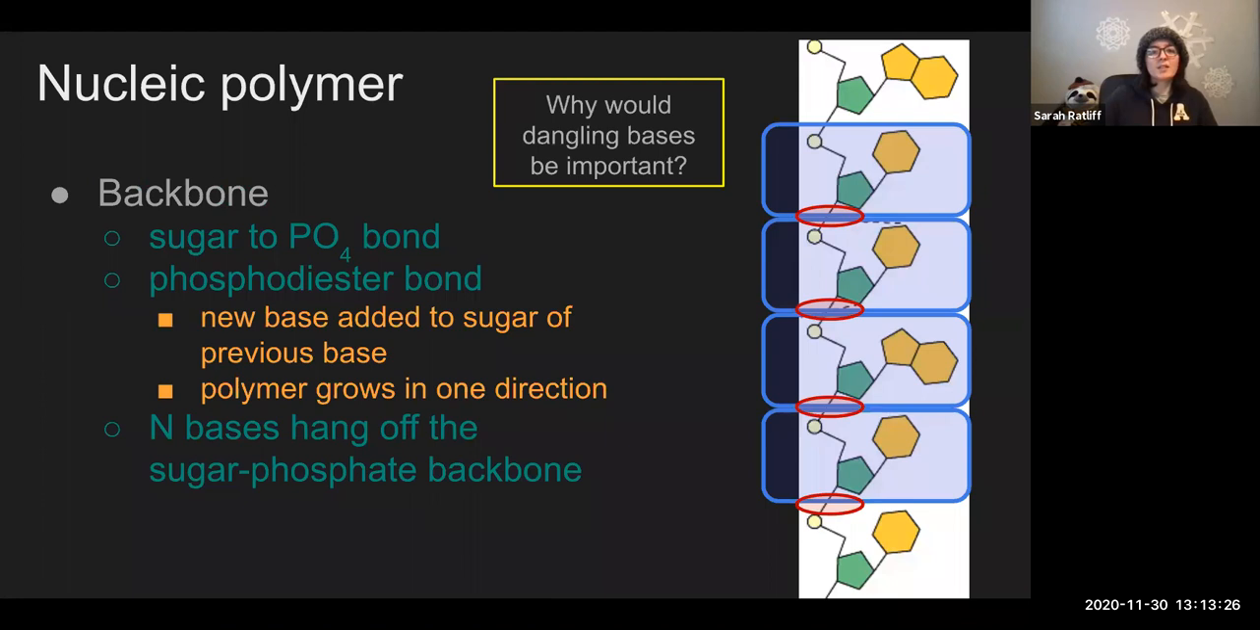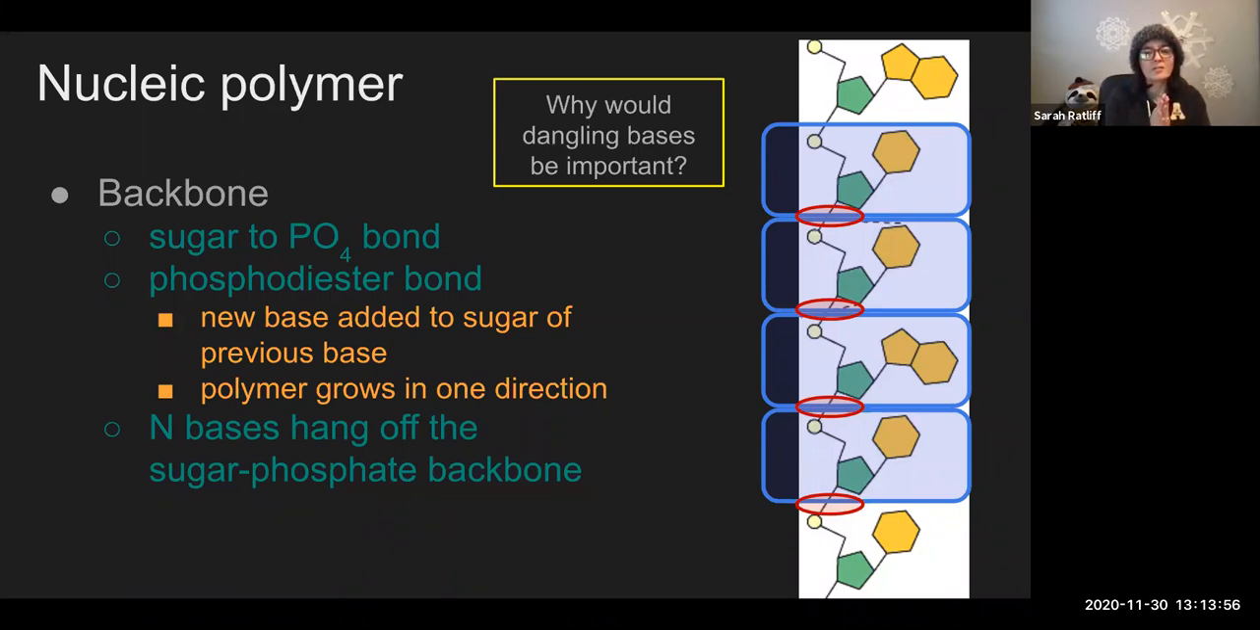So let's stick all of these together, all of our little nucleotides, to make our nucleic polymer, our DNA. We have our phosphate groups attached to sugars, attached to phosphate groups, attached to sugars, and all the way down and down and down. These are really, really strong bonds. These are covalent bonds between those phosphate groups and the sugars. It's super important that they're strong because they are the backbone of our strand of DNA.